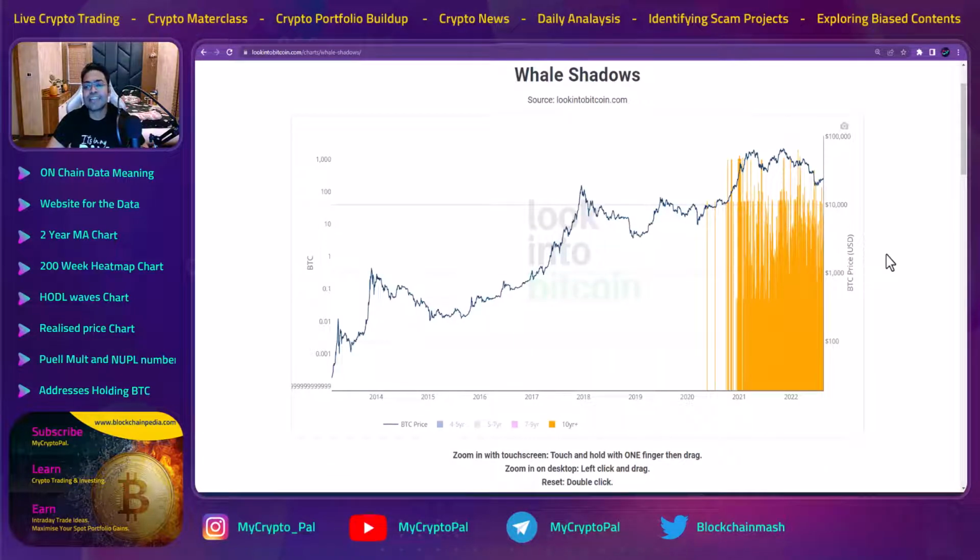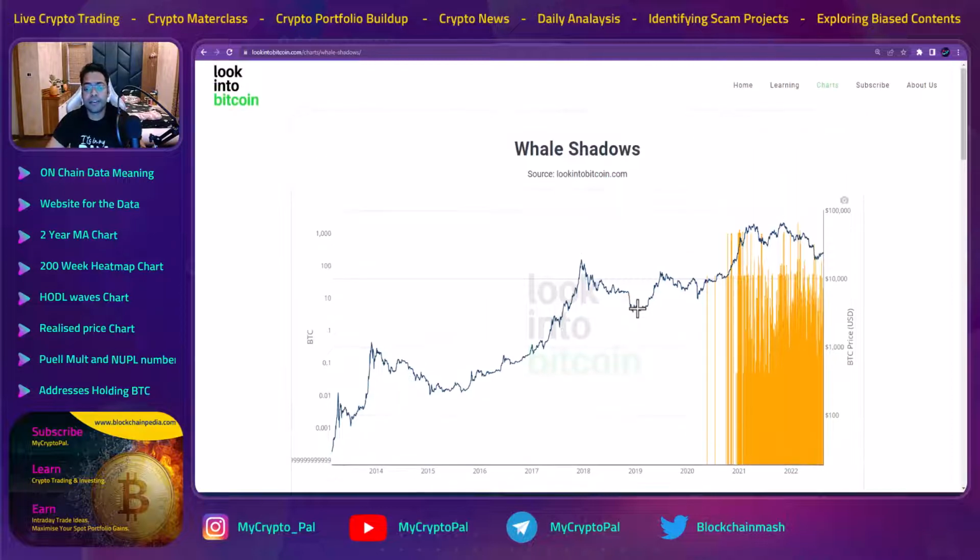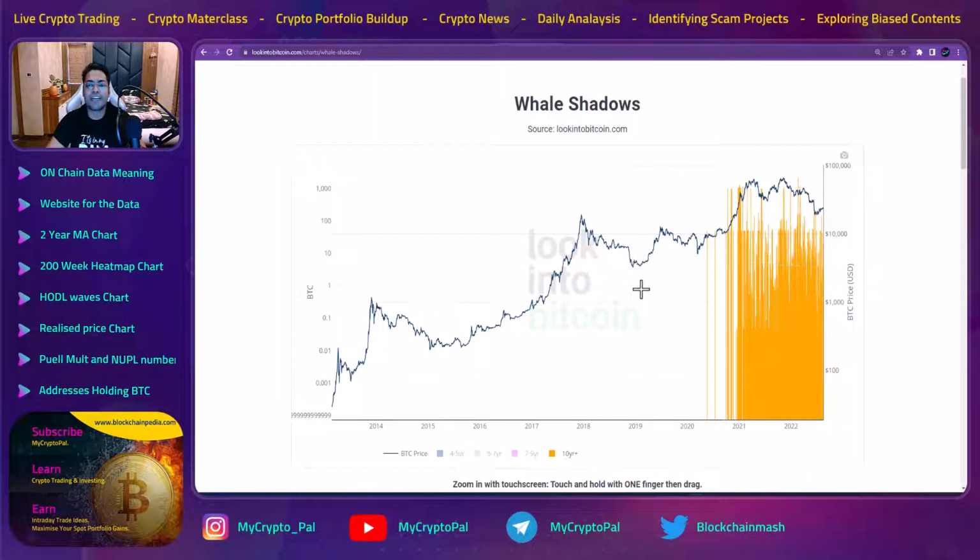Okay. Now this is the whale shadows. Now what it does is, you can see there is a timeline over here. People who are holding Bitcoin for 10 years, people who are holding Bitcoin for 7 to 9 years, 5 to 7 years, and 4 to 5 years. Now, when such an address is inactive for so many years and suddenly becomes active or puts their shadow in the chart, this is the chart which tracks it.